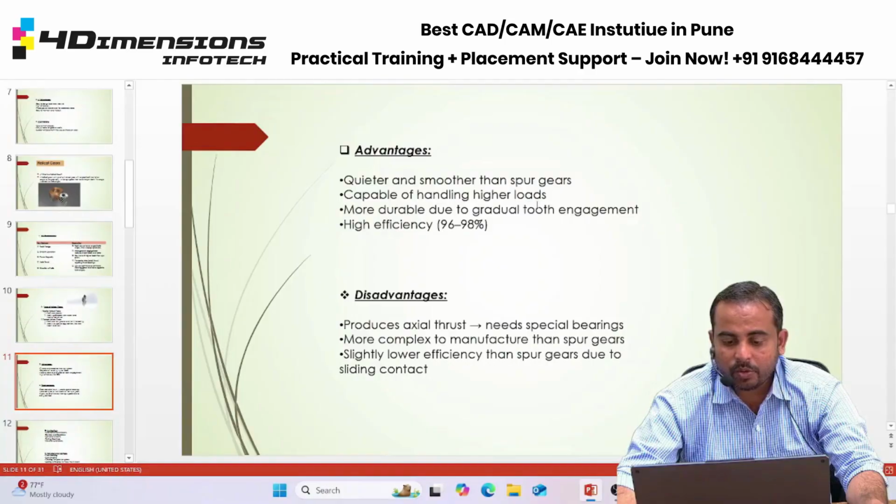Capable of handling high loads. More durable due to gradual tooth engagement. High efficiency, 96% to 98%, but it is still low as compared to spur gears.